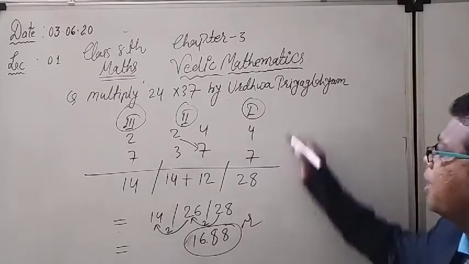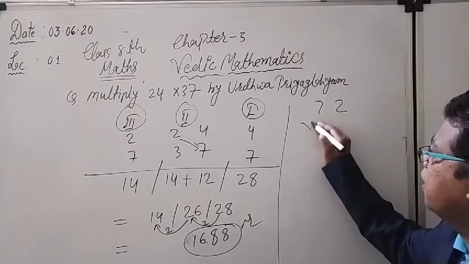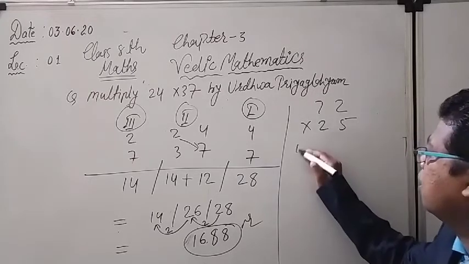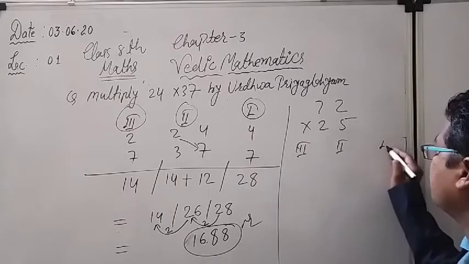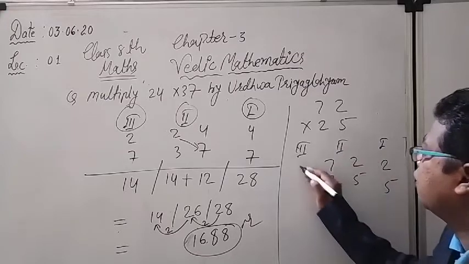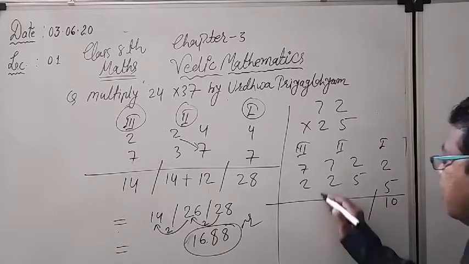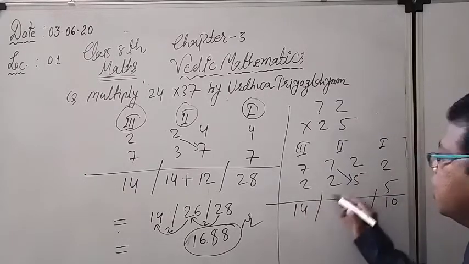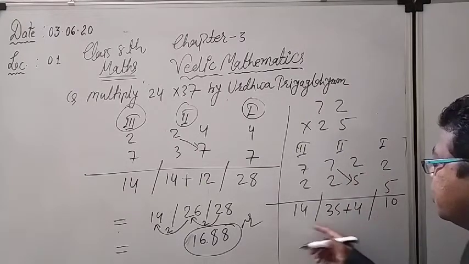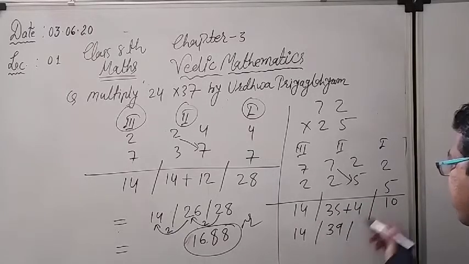So many other examples I am writing here. For example, if it is the case of 72 into 25, how do I have to do? See, third group, second group, first group. In the first group 2 and 5, in the third group 7 and 2. Right now we can solve it faster. See, 2 5s are 10 and here 7 2s are 14. Crosswise multiply for the middle group: 7 5s are 35 plus 2 2s are 4. 14 same. 35 plus 4 will give me 39, and here 10.